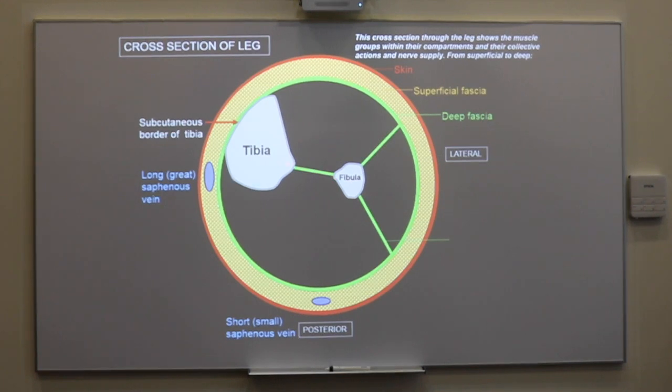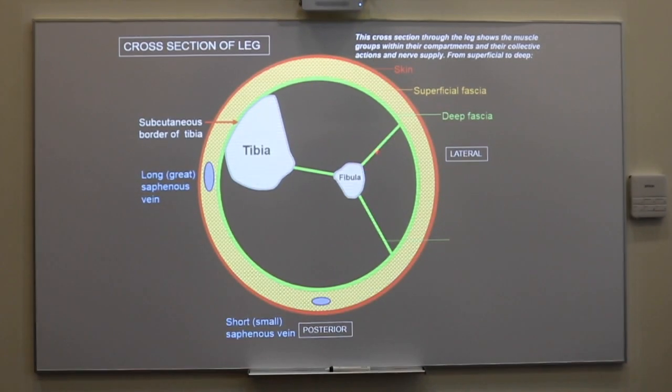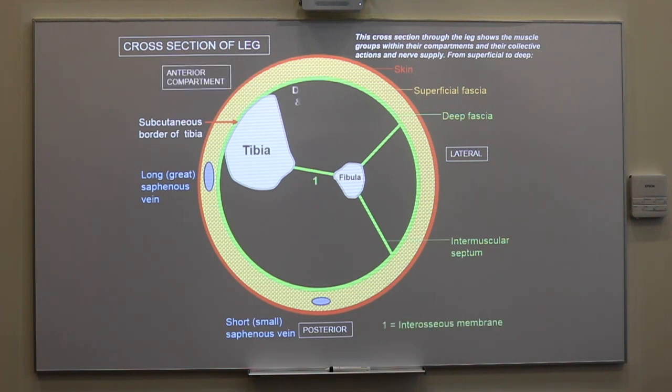This is the medial border of the tibia and the interosseous border of the tibia and the medial border of the fibula. So this is the interosseous membrane. This is the anterior and the posterior border of fibula. So you have two intermuscular septums, one attached to the anterior border, the other attached to the posterior border of the fibula. And this actually divides the leg into three compartments. You have an anterior compartment of the leg, which is in front of the interosseous membrane and in front of the anterior intermuscular septum.